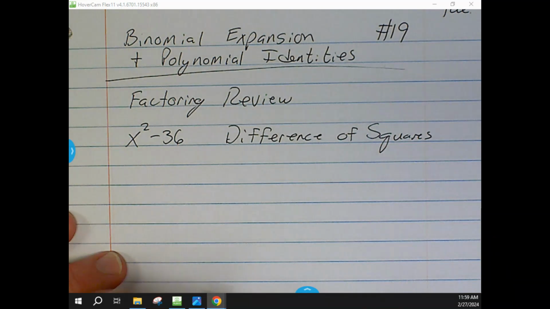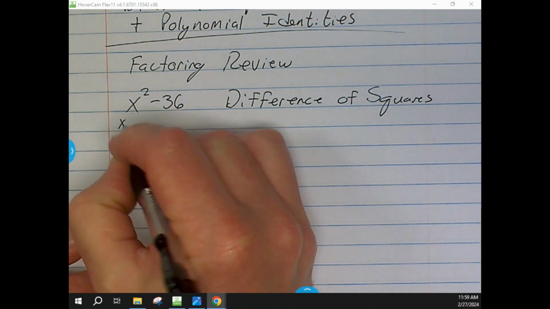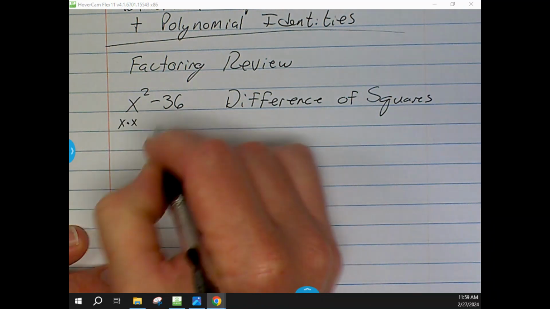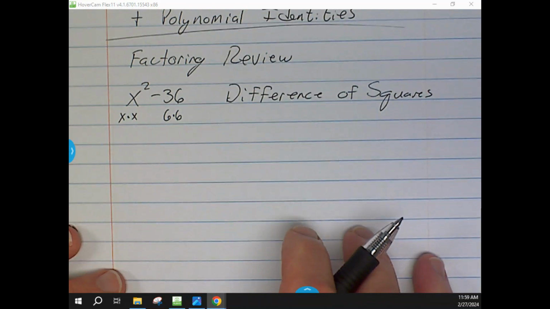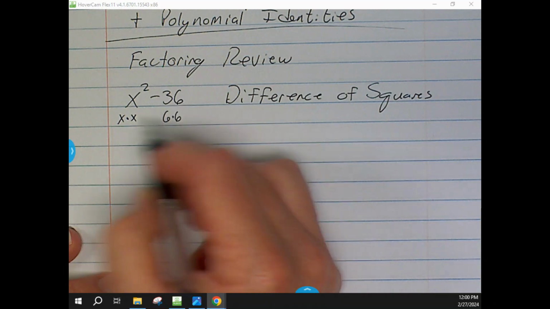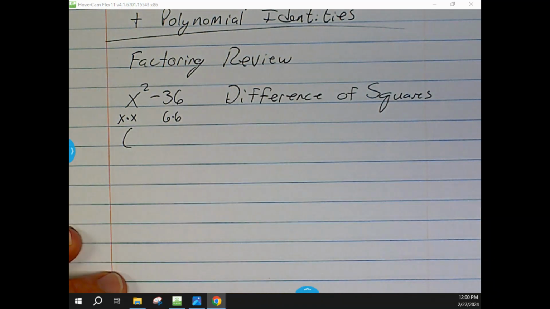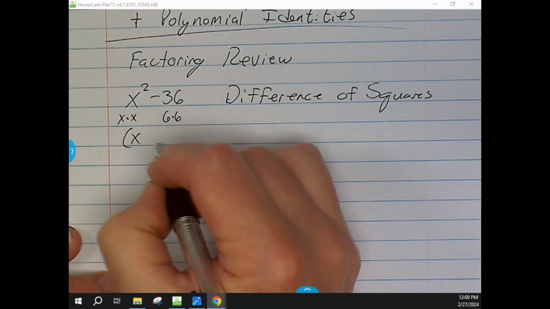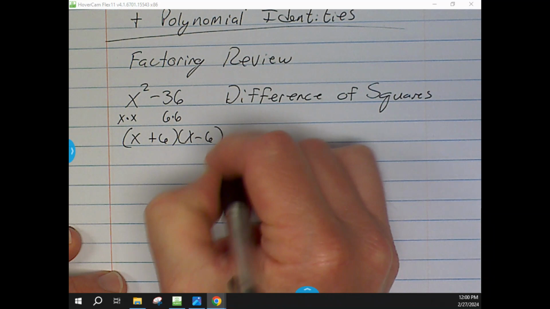Okay, so difference of perfect squares. Again, the big thing on that one is that x squared is x times x, and 36 is 6 times 6. As long as it's subtraction and you've got two perfect square numbers, something times itself and something times itself, that's basically what we're going to do. That's going to be x plus 6 and then x minus 6.